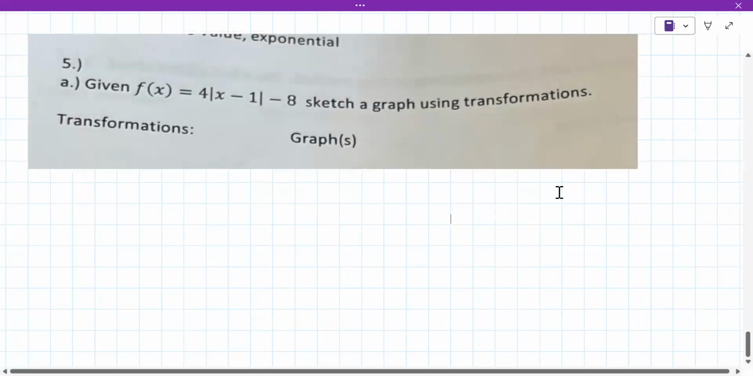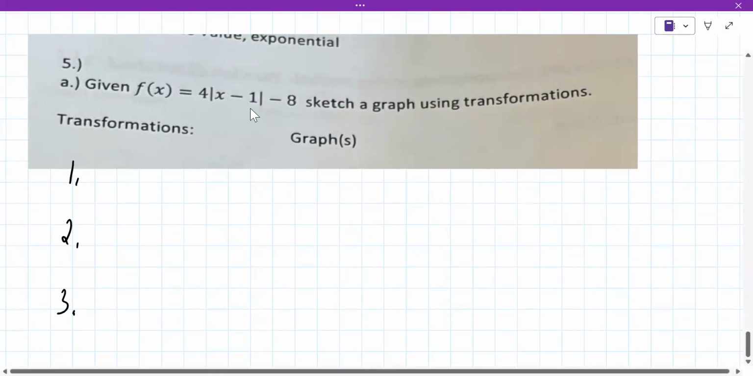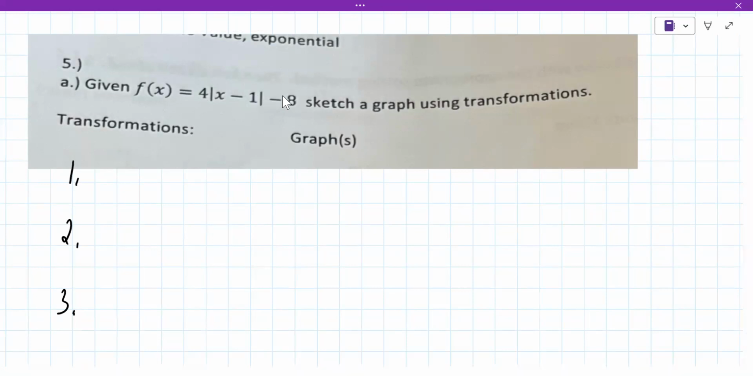So they give you a function. I'm going to tell you it has 3 transformations. Can you tell me any of the transformations? You got the 4, you got the -1, you got the -8. Your first one, you're going to the left 1. Left 1, I agree. Keep going. Now you got to go down 8. Down 8's the last one. And then the 4. So that's a vertical stretch by 4.